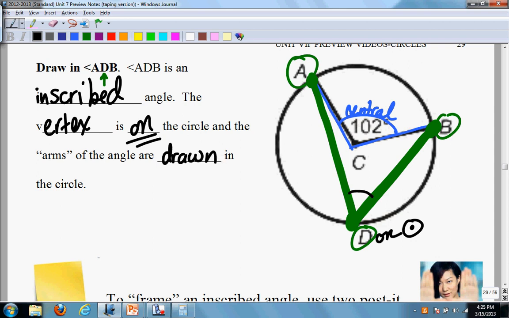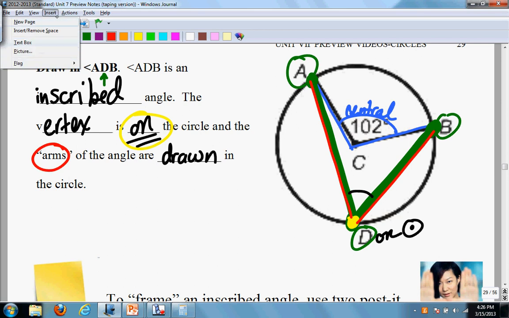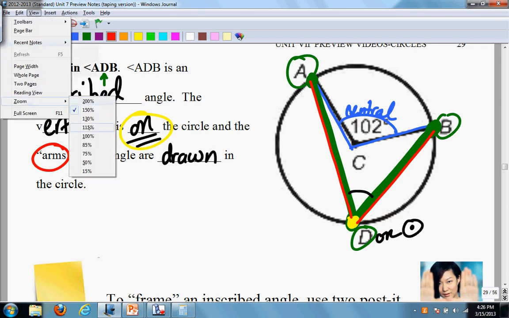Definition of an inscribed angle. An inscribed angle has the vertex on the circle. The vertex is on the circle, not on the center. And the arms of the angle are in the circle. Vertex on, arms in. Vertex on, arms in. That is an inscribed angle. Get your Post-its, please.